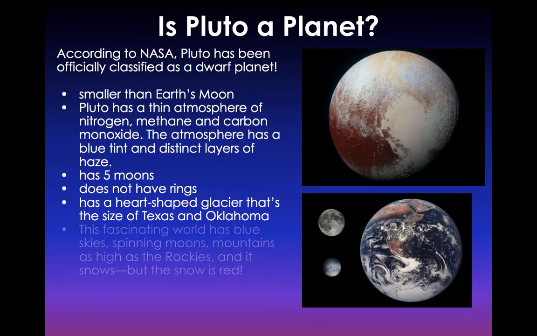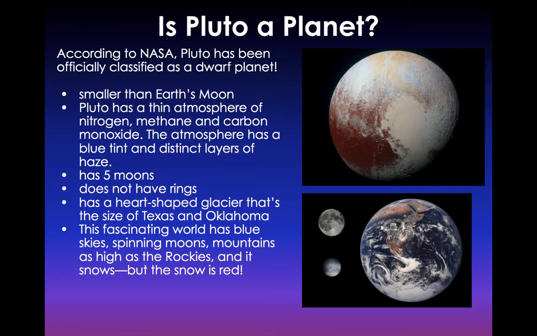It is actually smaller than Earth's moon. It's super tiny, which is why it was brought into question in the first place. Is it even a planet if it's that small? Pluto has a thin atmosphere of nitrogen, methane, and carbon monoxide. The atmosphere has a blue tint and distinct layers of haze. It has 5 moons. Those moons must be pretty tiny, I feel like, compared to Pluto, but I'm not actually sure how big Pluto's moons are. But it has 5. It does not have rings.